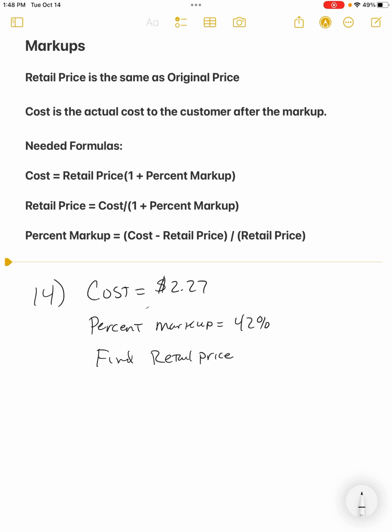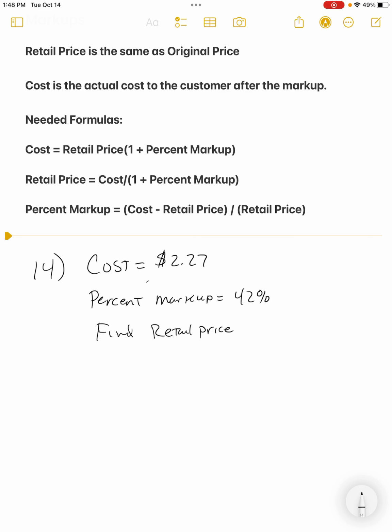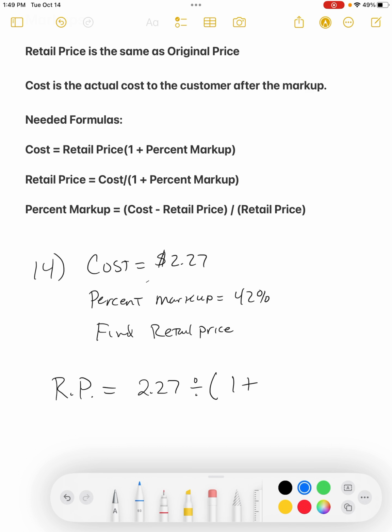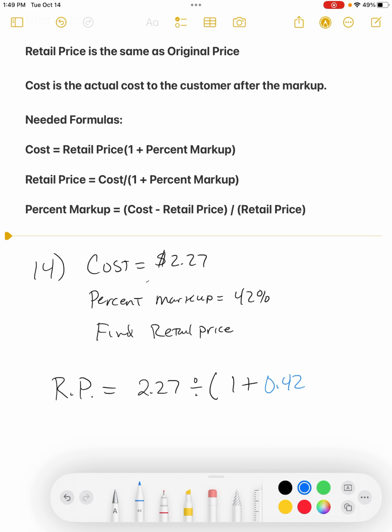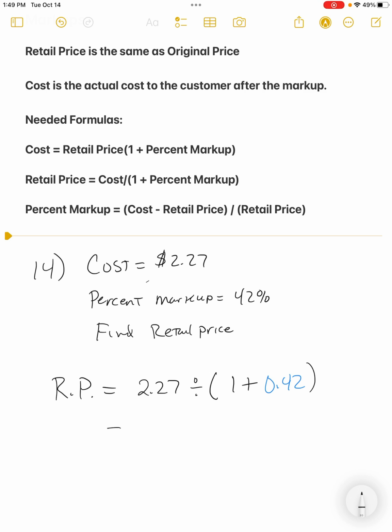And you're saying to yourself, no problem. I have a formula right there for retail price. The retail price was the price that was originally there, right? The price before the markup. The formula is retail price is equal to cost, $2.27, divided by, open parentheses, 1 plus the markup. And again, to highlight what we're doing, I'll put it in blue again. The percent markup is 42%, so its real number equivalent is 0.42. So we put it in like that, and then we run it.